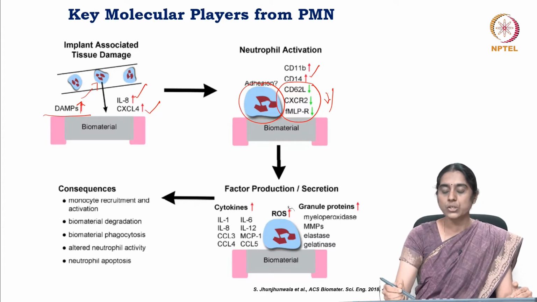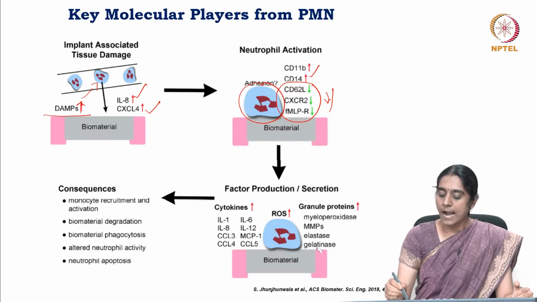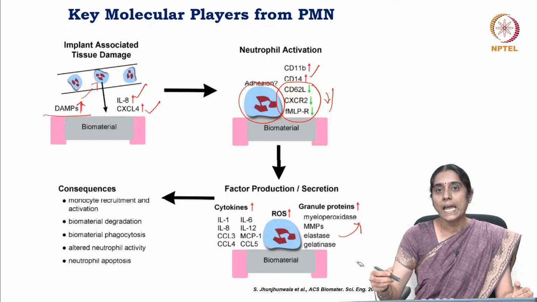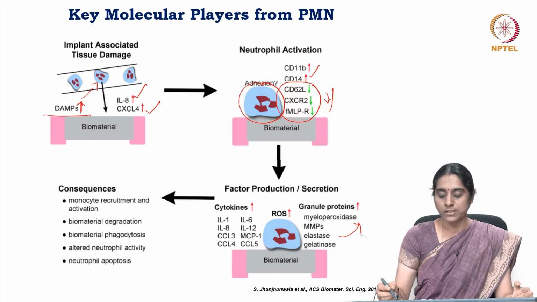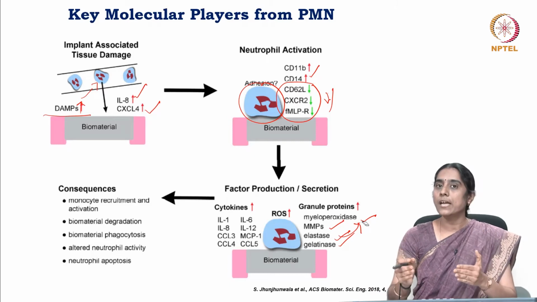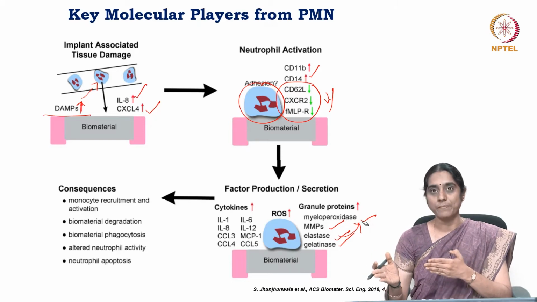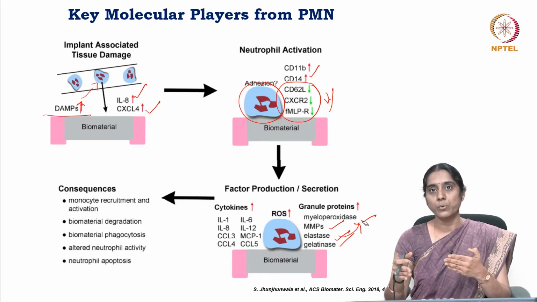Once the activation of the neutrophil happens, the next step is the production of ROS, reactive oxygen species, and also the increased expression of granular proteins, especially myeloperoxidase. These are the enzymes which are more secreted from the neutrophil granules. Then matrix metalloproteases, elastases and gelatinases. These are all proteolytic enzymes. They are going to cause destruction of proteins in and around them.